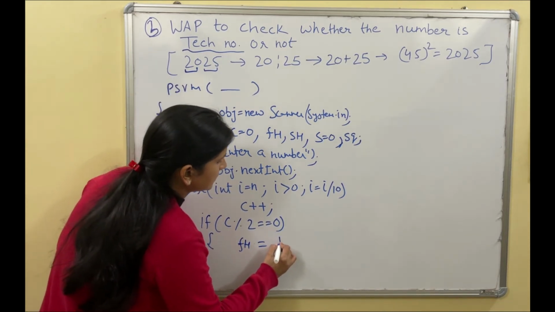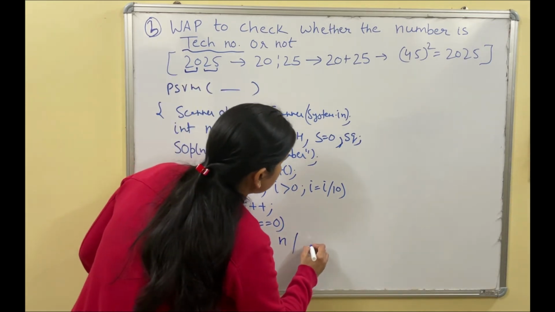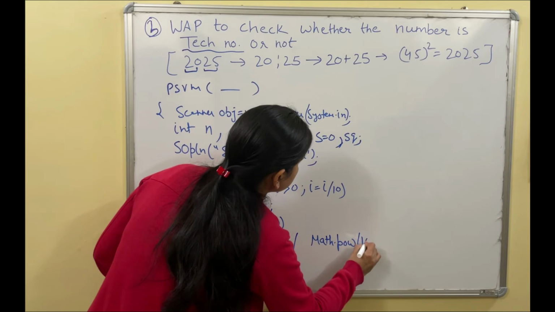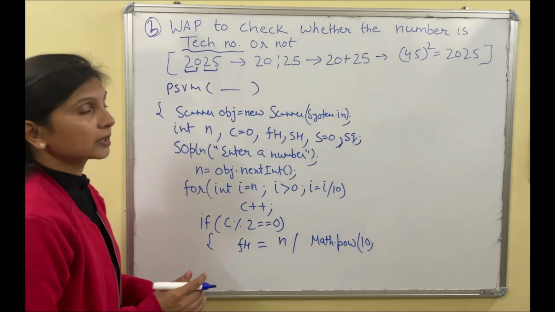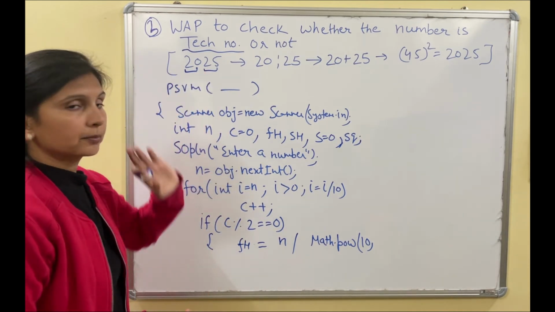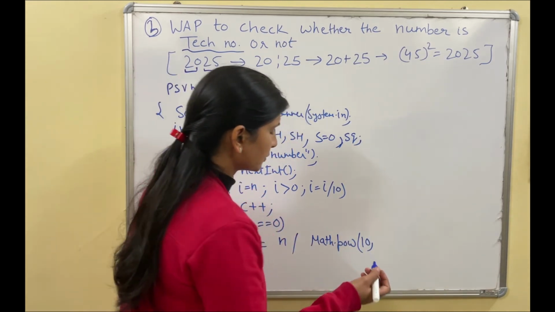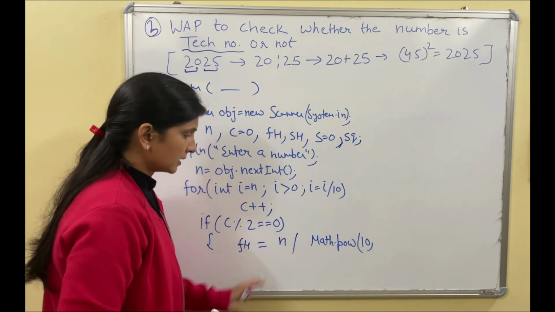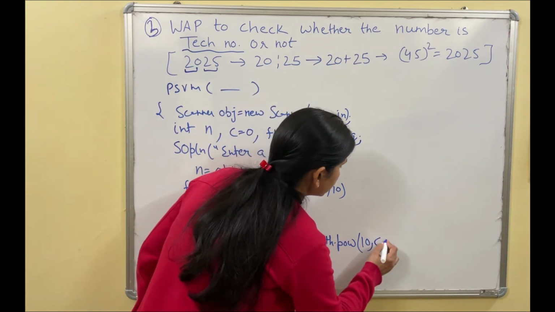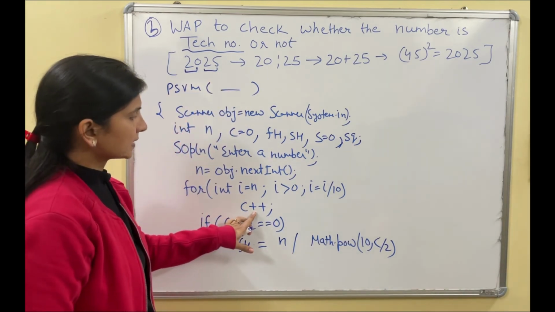n slash Math.pow. 10 raised to power 2 we will need, but we don't know which number we will input, right? In this example it is only 20. It is not mandatory that we will give 2025 only. So we will make the program general, because we have taken n, not 2025. So n slash Math.pow(10, c/2). In this case c is 4. Here you will get the 4.